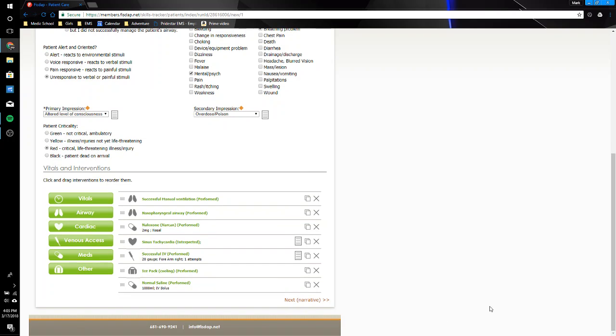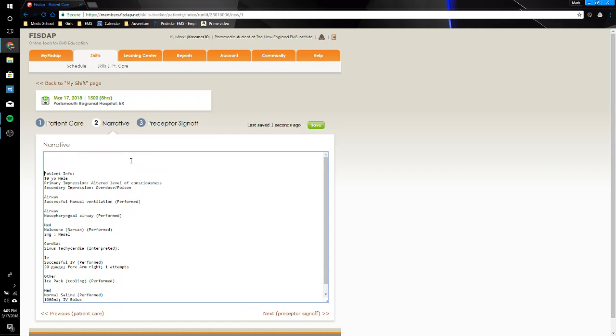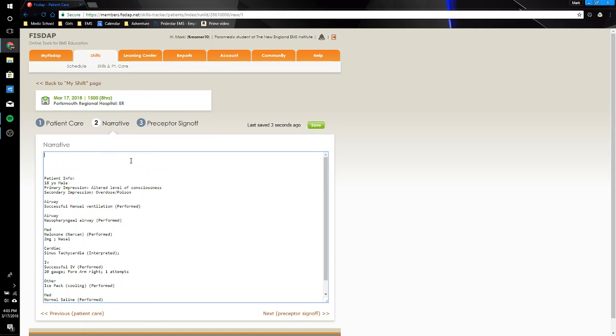Okay. So then narrative, all this stuff is put in there. I usually just like tab it down, and then just a quick blurb: patient brought in by EMS to trauma 1, etc., etc. Perform the following procedures with success. Okay. Whatever, you know how to write a narrative.